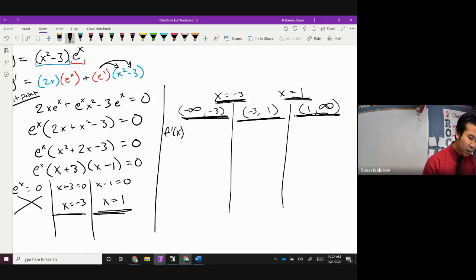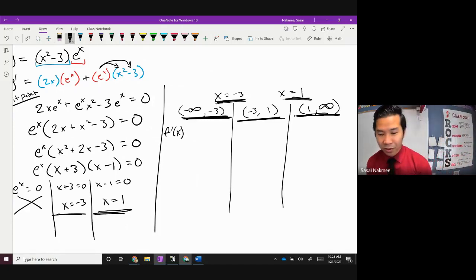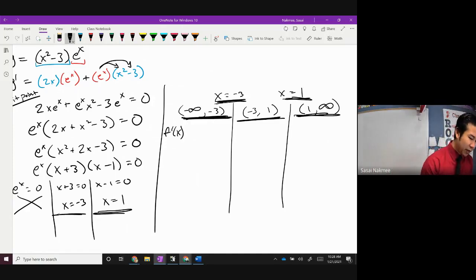So those are the values I'm going to plug in. Those are the things I can check to plug into the derivative right here. What's a number that you guys want to pick from negative infinity to negative 3? What's a good number you guys want to try? And we got to plug this into the derivative, of course. Negative 4. Why not? Let's go with negative 4. So f prime of negative 4.